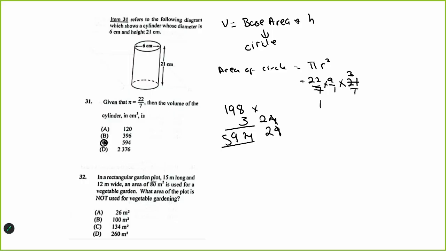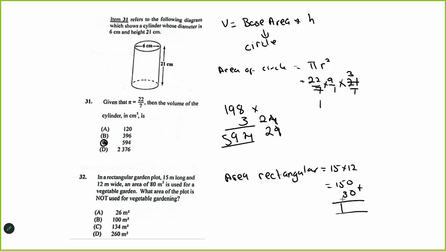A rectangular garden plot 15 meters long and 12 meters wide, and area of 80 meters squared is used for a vegetable garden. The area of the plot is not used. What is the area of the plot? So the area of the rectangle here would be 15 times 12, which is 150, plus 15 by 2 is 30.